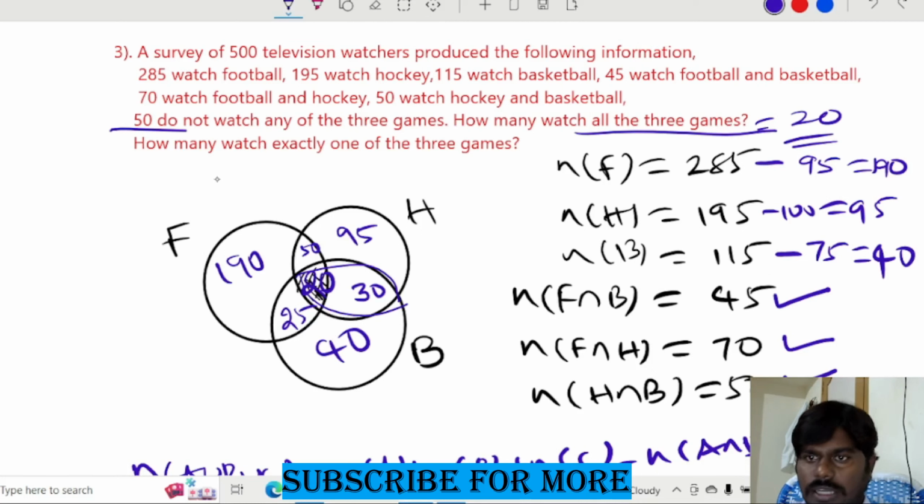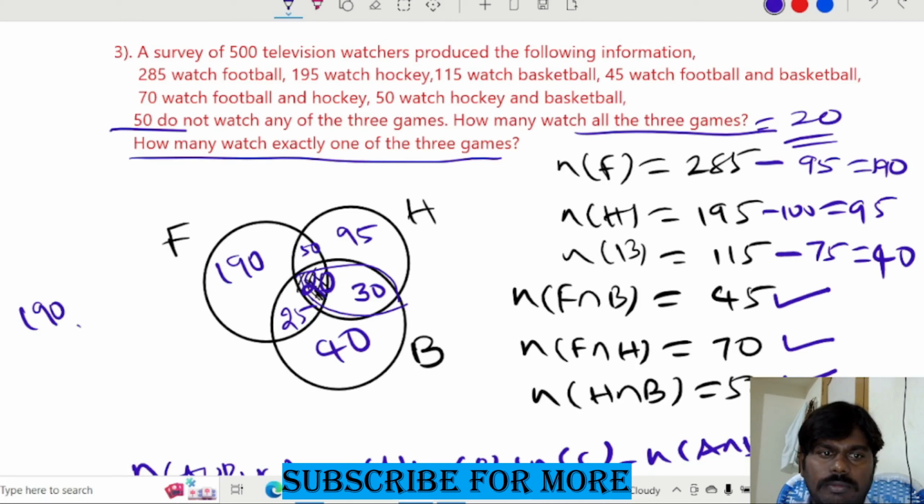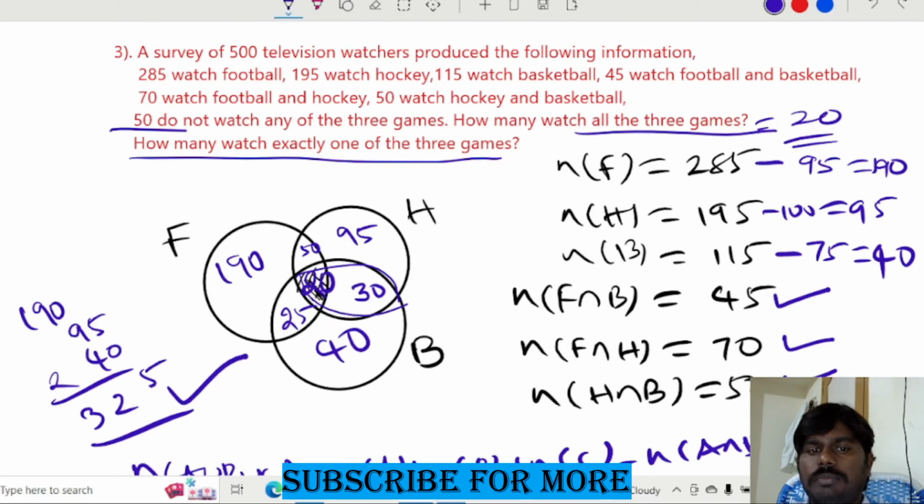So now the answer for the last question, means this question is how many watch exactly one of the three games, means here only football plus only hockey plus only basketball. So how many? 190 plus 95 plus 40. So here 5, 18 plus 4 is 22, so 3. So 325 people will watch exactly one of the 3 games. Okay, so this is the answer for the third question. So you have to practice more to understand.